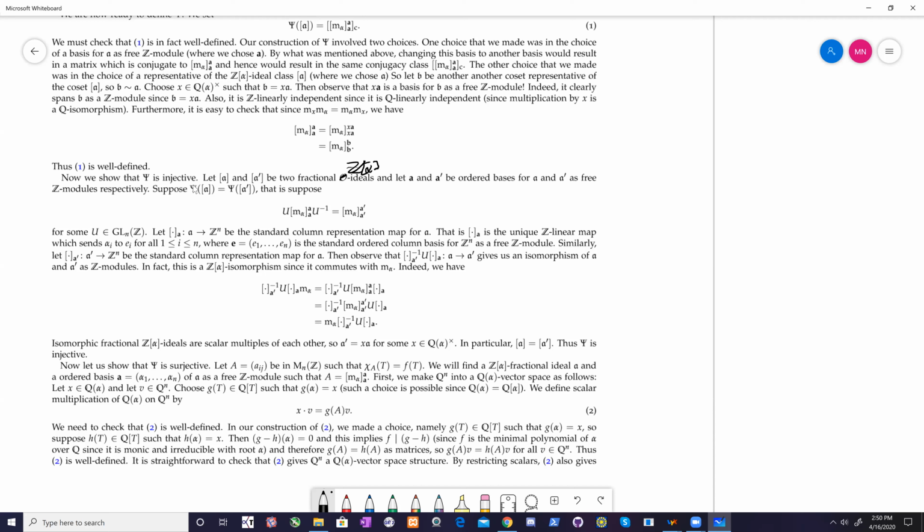So what does it mean for capital psi of bracket A to be equal to capital psi of bracket A prime?